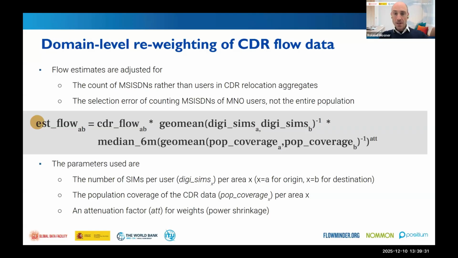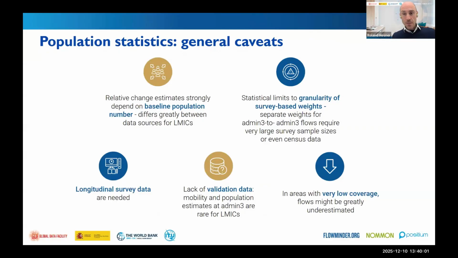In particular, the parameter here that is called DigiSims, so the number of SIMs per user, comes from survey data, and as I said, probably the best data source to look for, and survey data that need to be either commissioned or need to be sought out before starting on a data initiative that aims at counting or providing an estimate for persons rather than SIM cards. In general, there's still many caveats with such statistics.